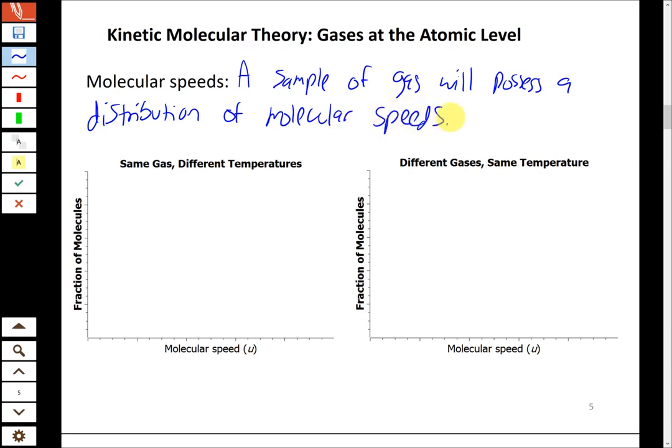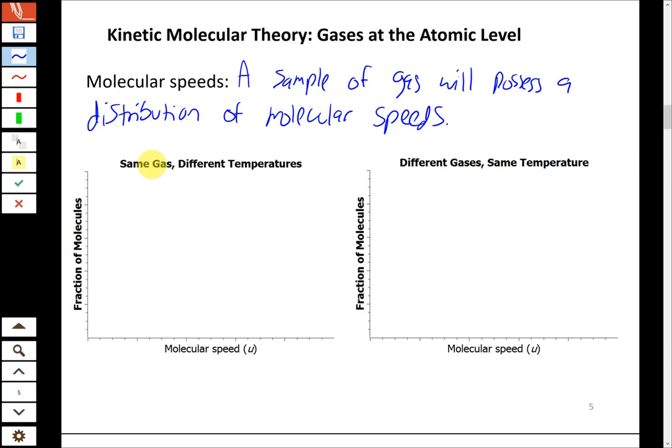If any of you have taken a statistics course, this sort of distribution and some of the things we're talking about will make a lot more sense, but you don't need statistics to understand it at the level that we're talking about it. It's all about a distribution of speeds that are present. So let's talk about how that looks for different gases under different situations. For the first plot, we're going to compare the same gas, just one type of gas, let's say helium for argument's sake, and we're going to change the temperature of that gas and see what happens to the molecular speeds.